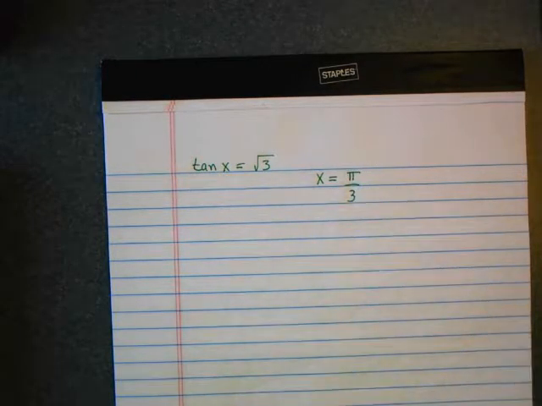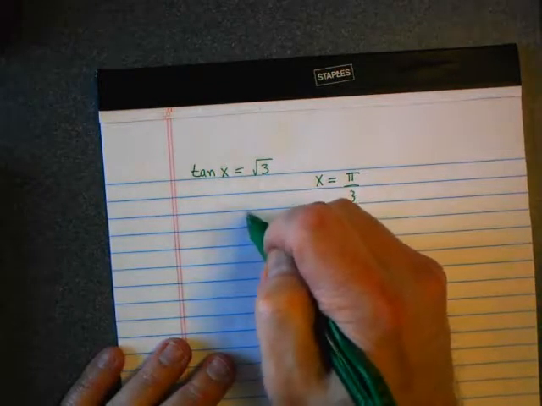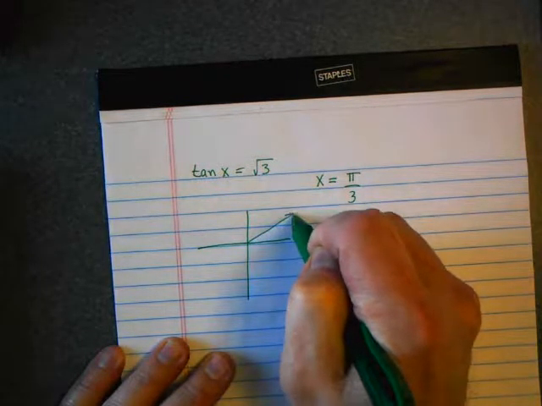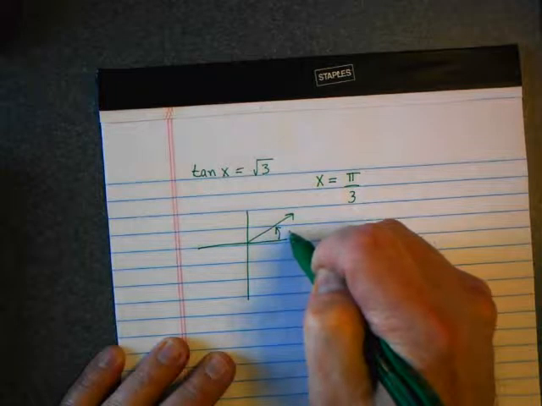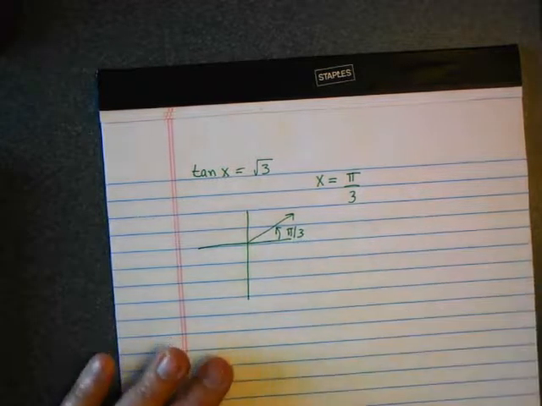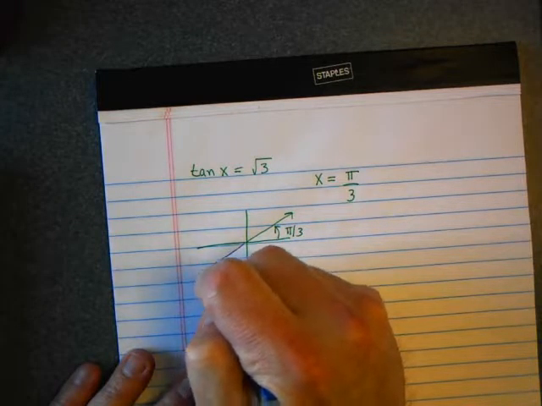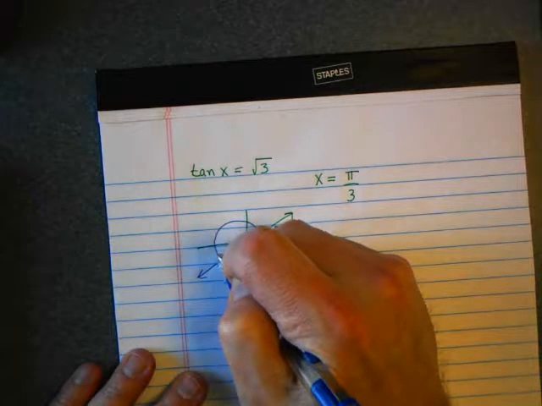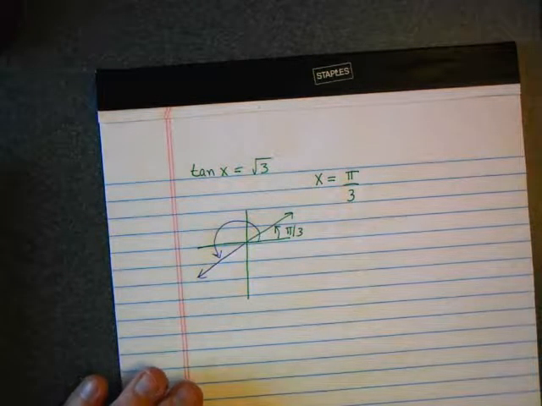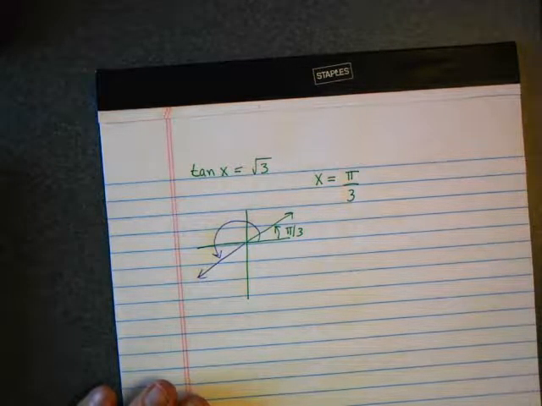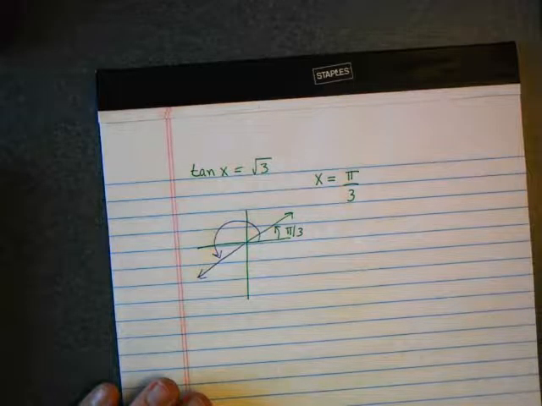All right, so tangent's a little different here. Oh, that's a bad representation. That's pi over 3, that's not too bad. So what's this angle over here in quadrant 3? That would be pi plus pi over 3, which happens to be 4 pi over 3.